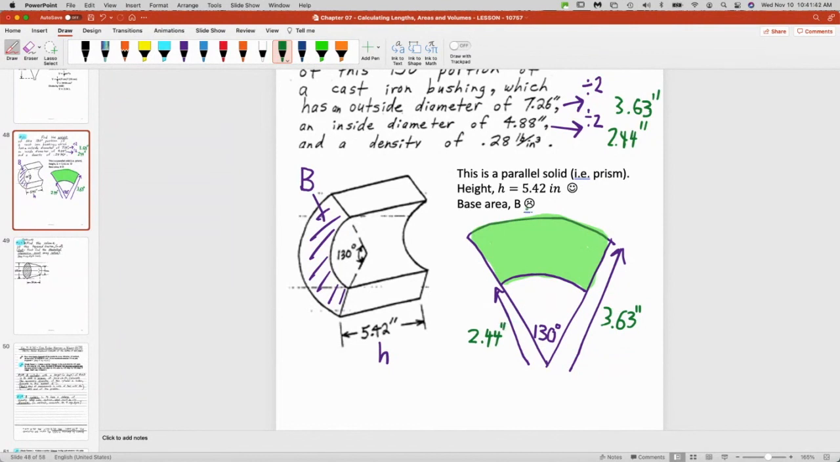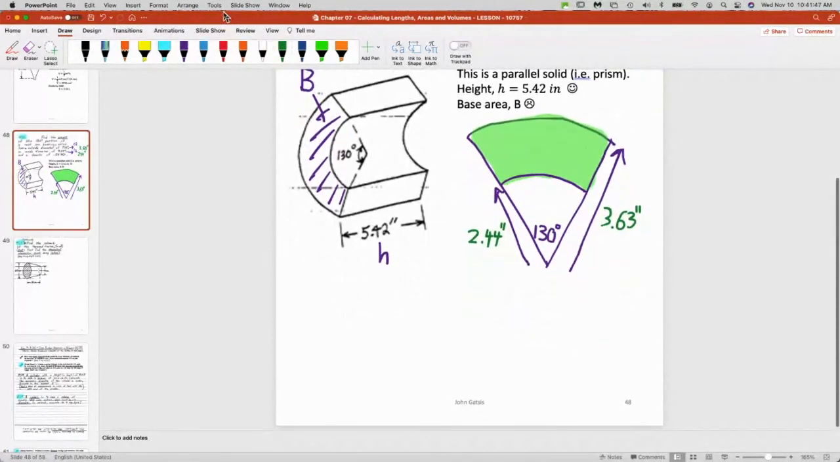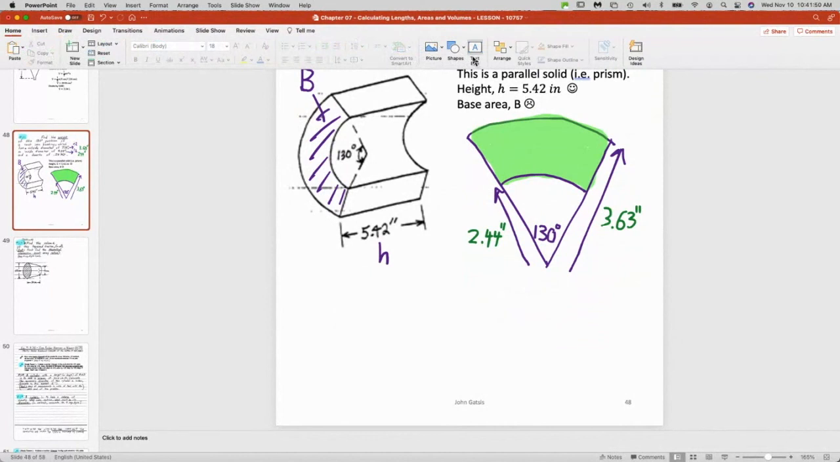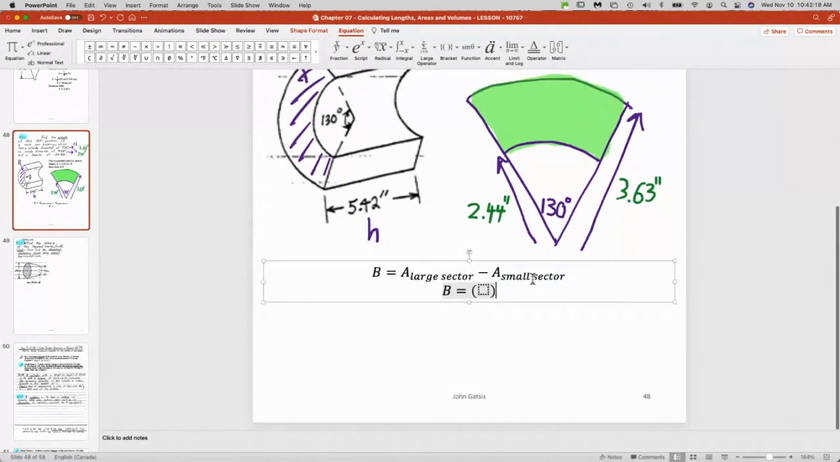Anyway, we want to find the area of the shaded region. We need to go back and talk about sector areas. So I'm just going to remind you about the area of a sector. We'll say here that the base area is equal to the area of one sector minus the area of the other sector. From last week, we talked about this already. The sector is a fraction of the circle. I'll put theta over 360. This is the formula for the area of a sector.